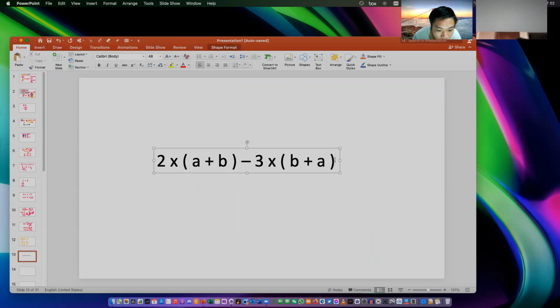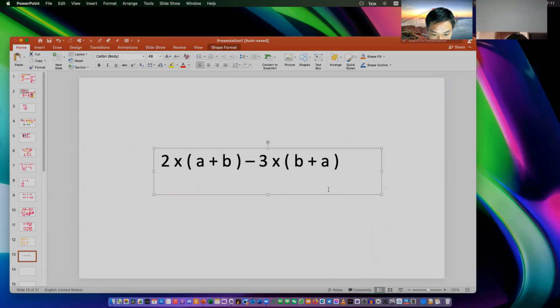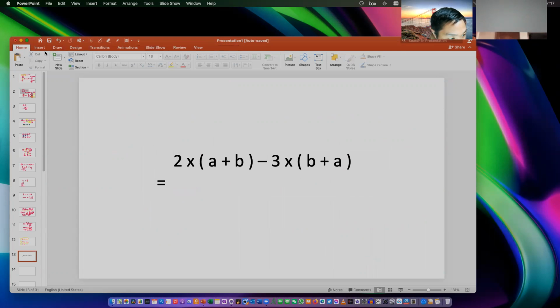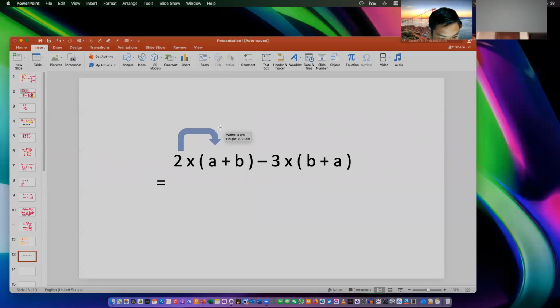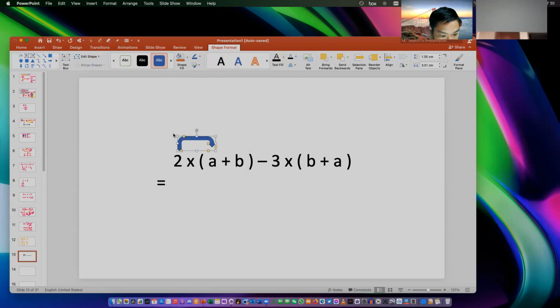What I'm going to do is make things simpler this time round. I realized there is a better way to present how to do this question. What you can do is get the first arrow. Over here, this is your first arrow, right? And then after that, you get your second arrow.